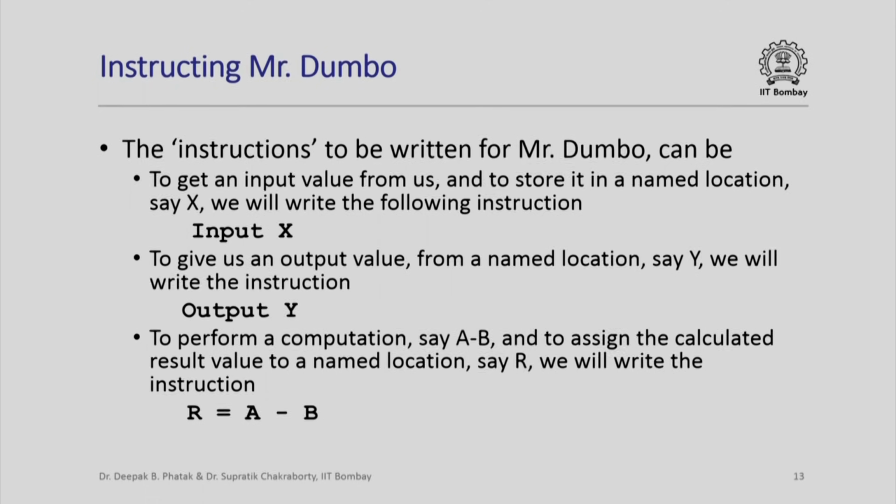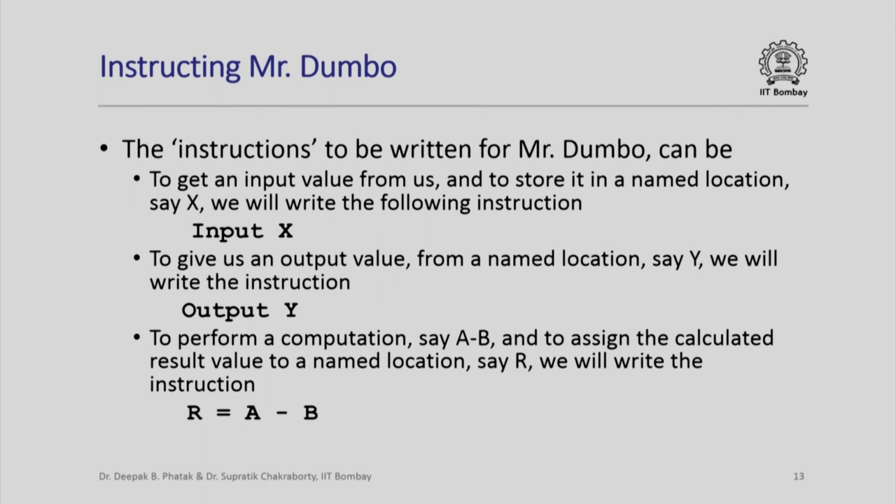So let us say if we want to give an input value which we want Dumbo to keep in a named location X, we will write the following instruction: input X. This means take a value from us and put it in the location for X. To give us an output value from a named location, say Y, we will write the instruction output Y. In this case, Dumbo will examine the location Y, will copy the value that the location contains and give it to us.